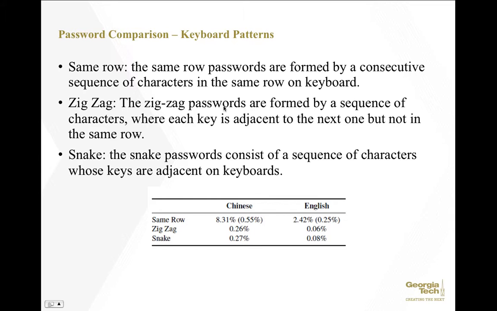The authors also compare the keyboard patterns. In order to input the keyboard password, we need a keyboard. So we have 3 patterns for the keyboard. The first one is the same row, which means the same-row passwords are formed by a consecutive sequence of characters in the same row on the keyboard. The second pattern is zigzag. The zigzag passwords are formed by a sequence of characters where each key is adjacent to the next one, but not in the same row. The third one is the snake pattern. The snake passwords consist of a sequence of characters whose keys are adjacent on the keyboard.